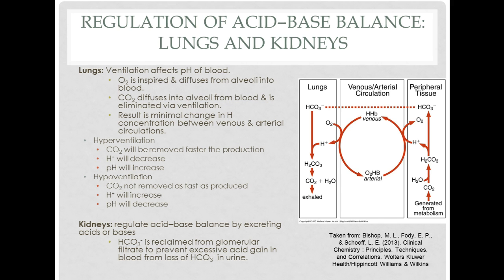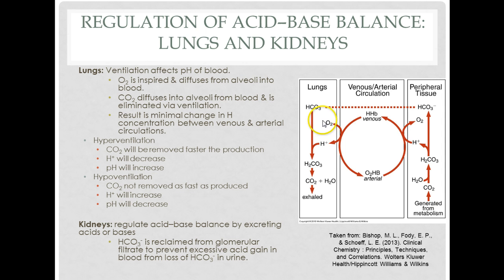So here's how the lung and kidneys come into play. In the lungs, ventilation affects the pH of the blood. Oxygen is inspired and diffuses from the alveoli into the blood. CO2 diffuses into the alveoli from the blood and is eliminated via ventilation. The result is a minimal change in hydrogen concentration between the venous and arterial concentrations.